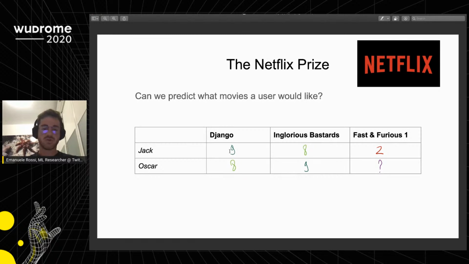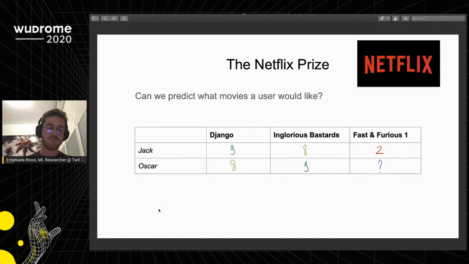And by intuition, you would like the model to do something like noticing patterns. This is a super simple example, but for instance, here we see that both Jack and Oscar give quite a high rating to both Django and Inglourious Basterds, and Jack gives a low rating to Fast and Furious. So from here we can maybe assume that Oscar and Jack have similar taste, and so we would expect Oscar to also give a low rating to Fast and Furious.